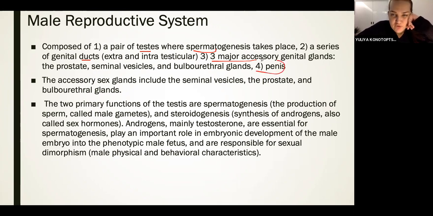And of course, the penis. Two primary functions of the testes are spermatogenesis, that's what we have just said, and steroidogenesis. Steroidogenesis means that you're making some kind of steroid, some kind of androgens. The androgen that you're making here specifically, this is of course testosterone.